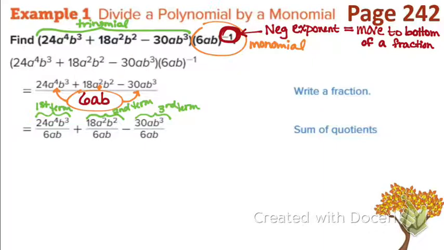So I'm going to look at the numbers, and I'm going to look at the variables separately. So I'm looking first at the 24 and the 6. Can I reduce that at all? Is there anything that goes into both of those? 3 goes into both of them. Anything bigger? 6 goes into both of them. What is 24 divided by 6? 4.